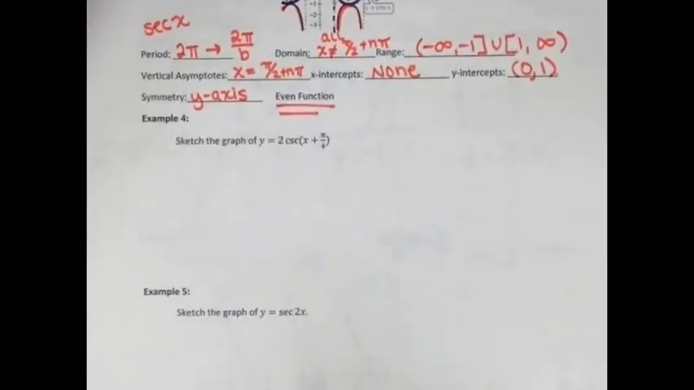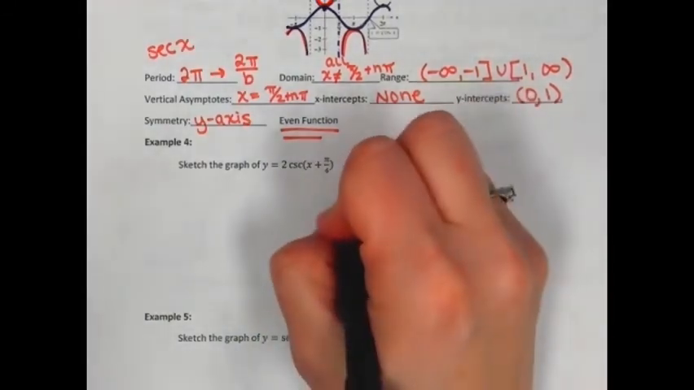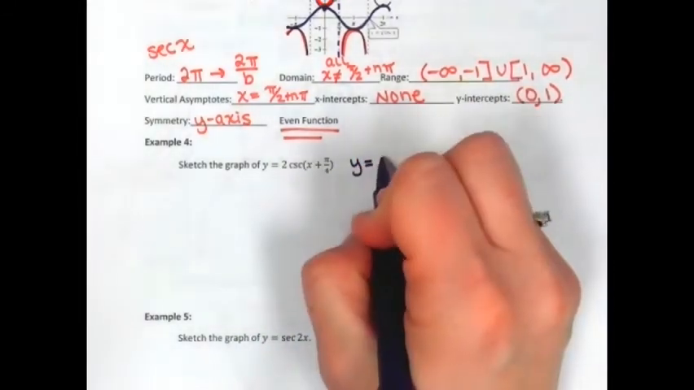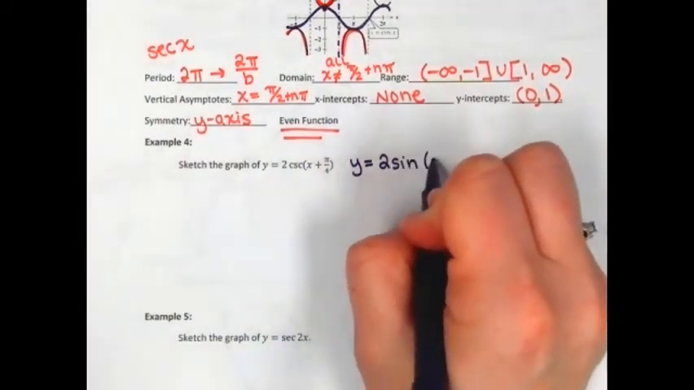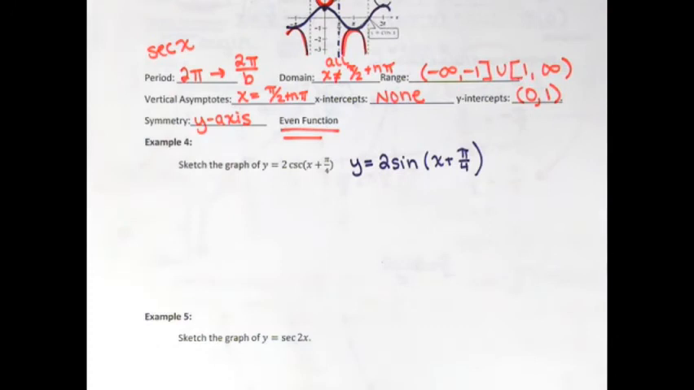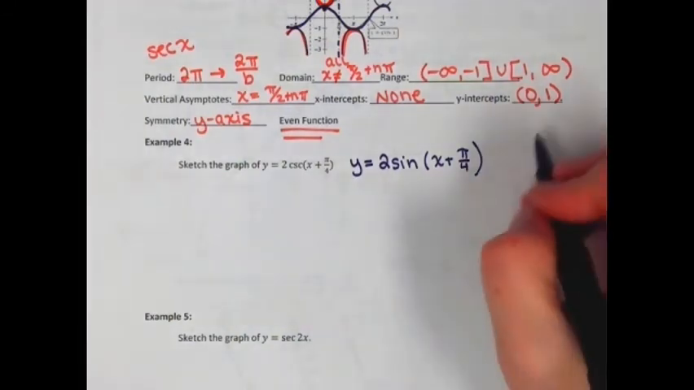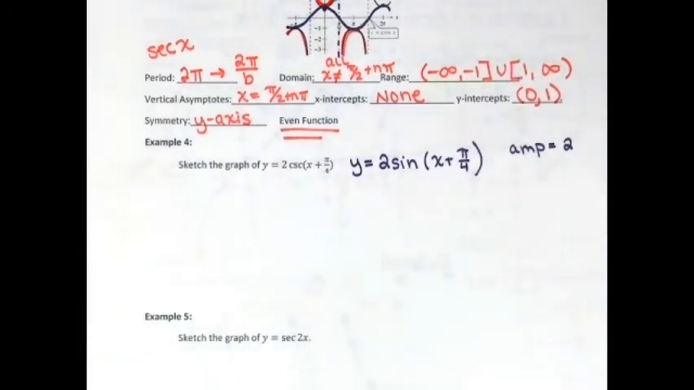So let's go ahead and sketch the graph of 2 cosecant of x plus pi over 4. So again, what I want us to do is graph the sine function first. So can we graph the function y equals 2 sine of x plus pi over 4? Can we graph that from last class? Yes, let's go ahead and graph that. Okay, so let's think about this. What's my amplitude of my sine curve? 2. So we know we have a max at 2 and we have a min at negative 2, right?